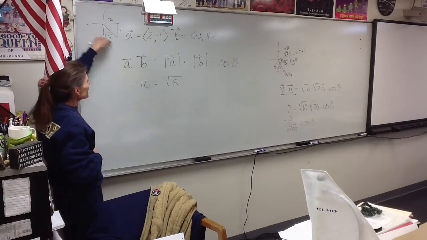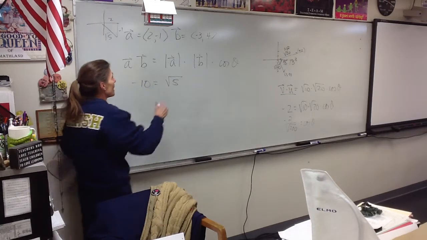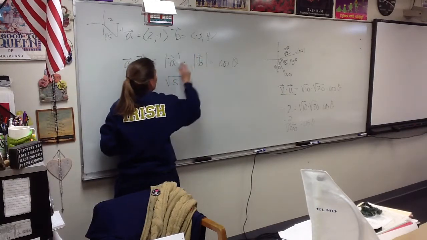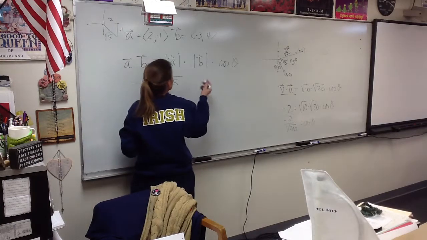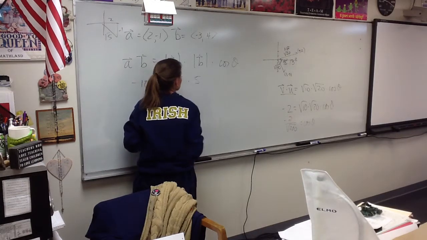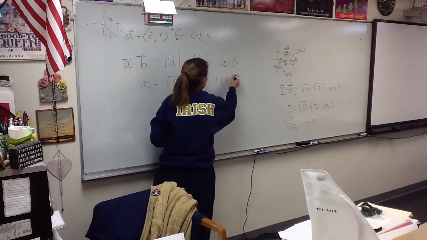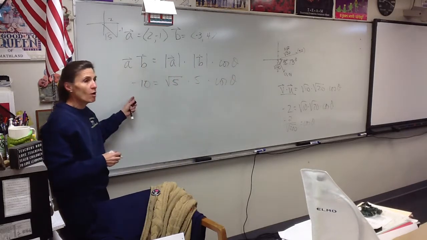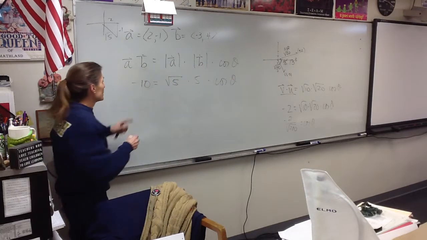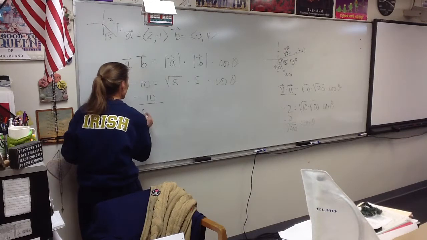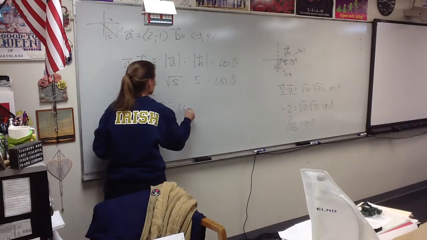Root 5. The magnitude of that vector is root 5. Now, what about B? Square root 25, which is just 5, times the cosine of the angle. Kids, you can solve that. So we'll take negative 10 divided by 5 root 5 equals cosine theta.